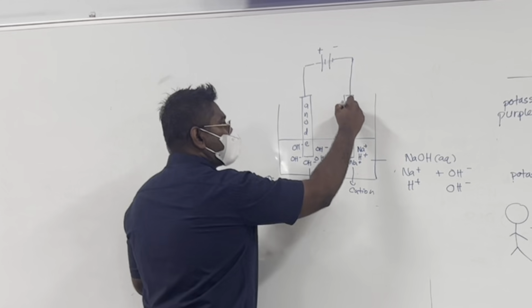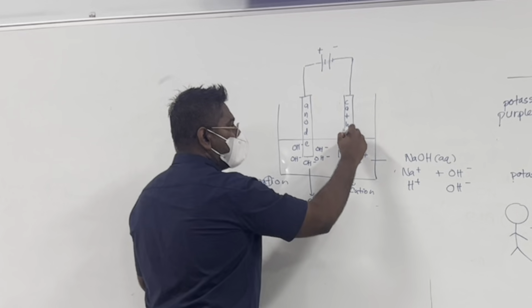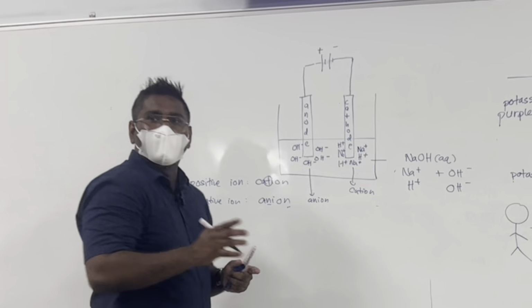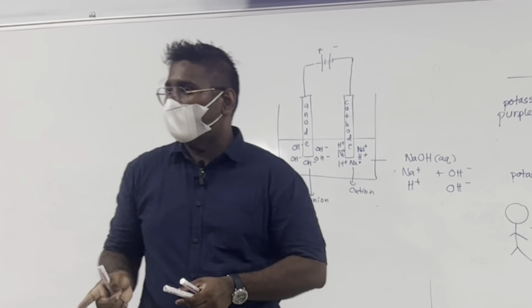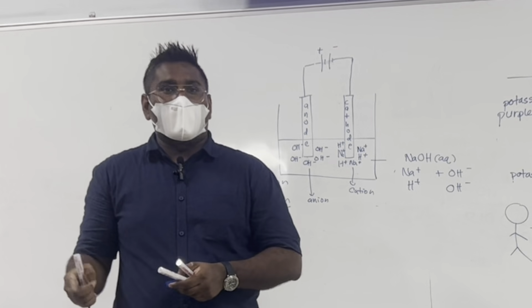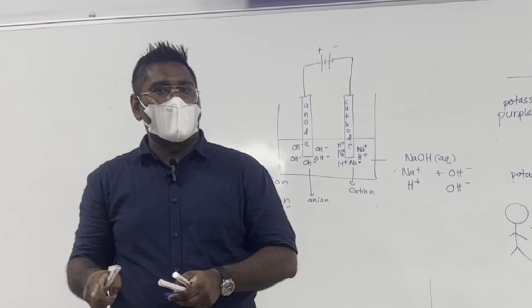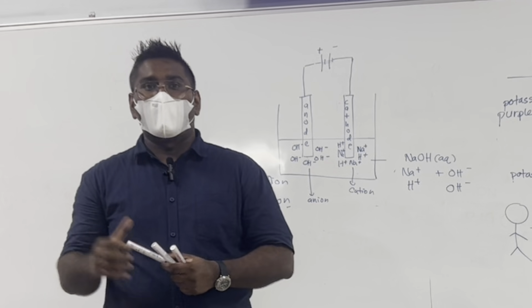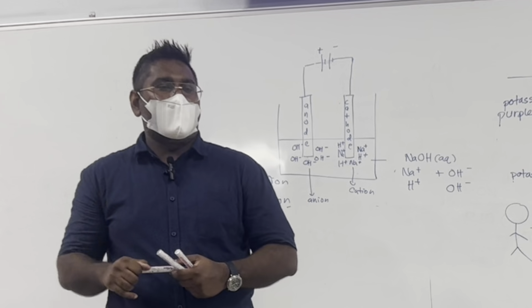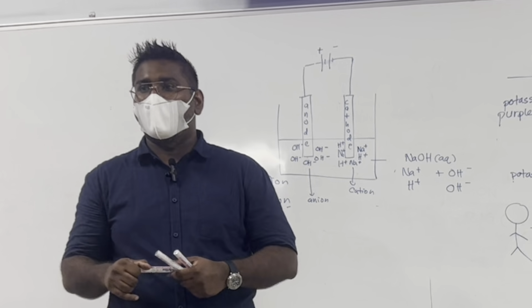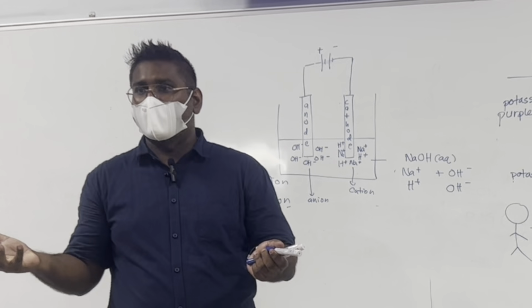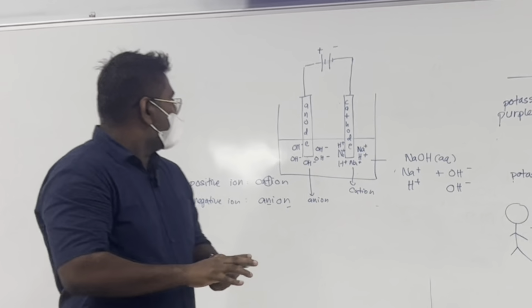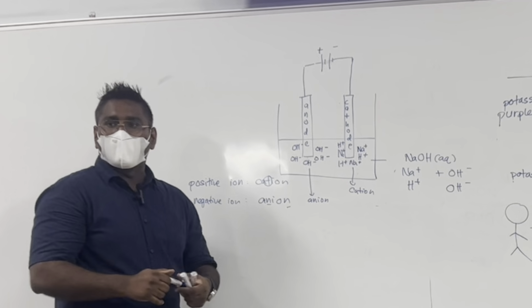Cation goes to the cathode, this is cathode. I don't want you to memorize using the negative and positive, because later when you learn about electrochemical cell, you will apply the same method over here. In an electrochemical cell, you don't have positive terminal and negative terminal. You will have anode and cathode.